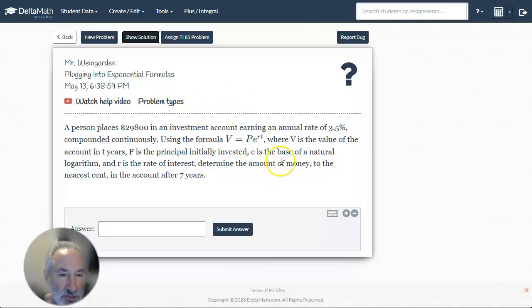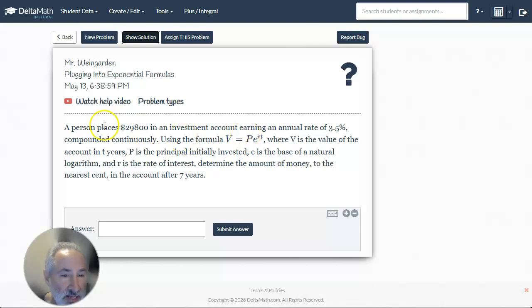When you read through this word problem, all you really have to do is realize how these numbers relate to this formula. And there's probably a couple of other tricks, like converting from percent to decimal. So anyways, I'm not going to spend a lot of time on it. It's going to go pretty quick.